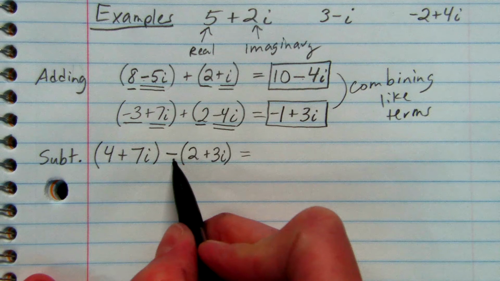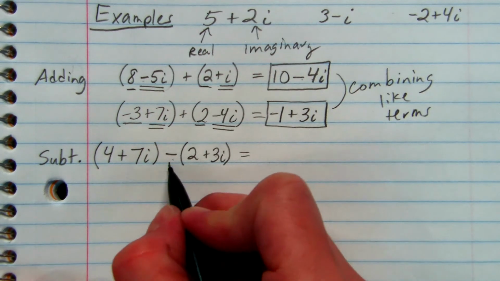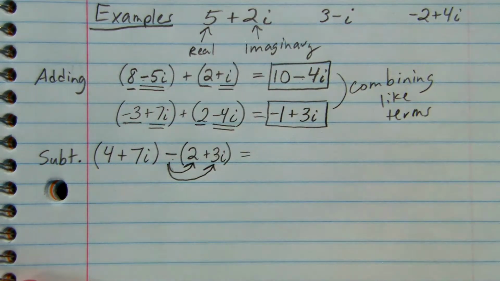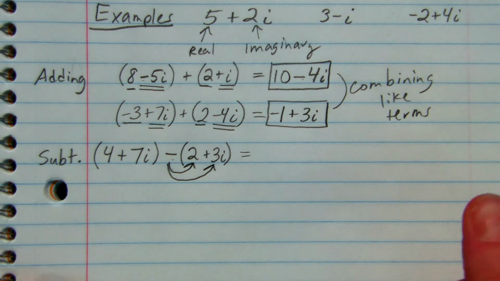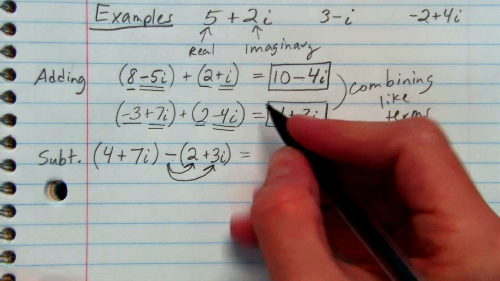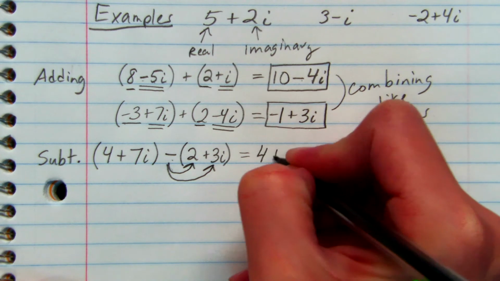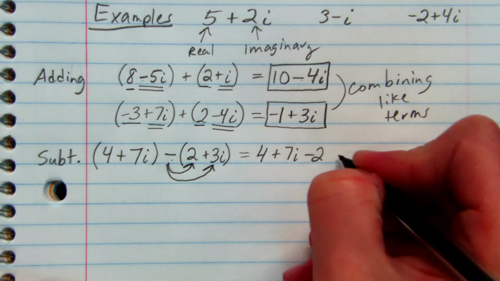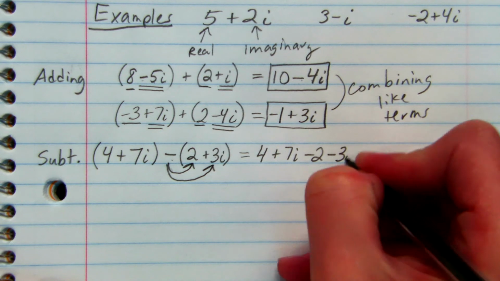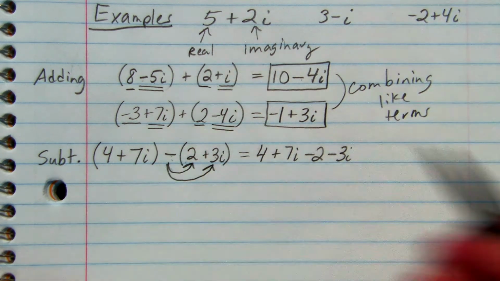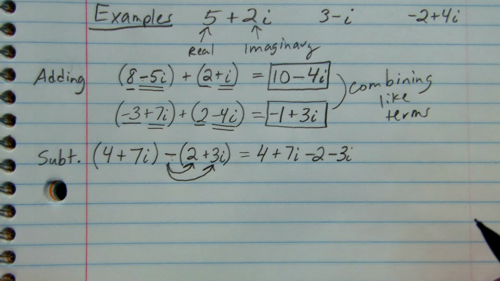So when you're subtracting this whole thing, this subtraction gets distributed out. So the step that I like to do next is to go ahead and distribute that and just take the parentheses off. So I have 4 plus 7i, and this would become minus 2 and minus 3i. So both of these change signs because that minus sign is here. And then you can combine like terms.